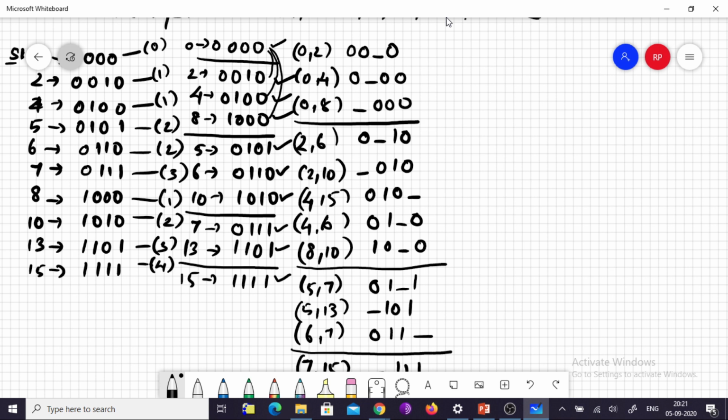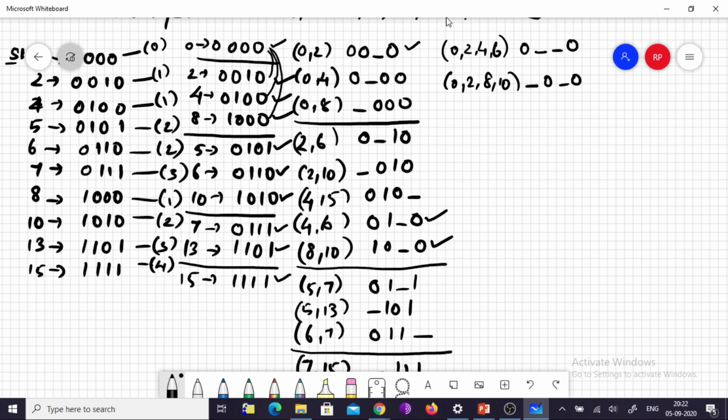Comparing 0, 2 with 4, 6, I think 0, 2 and 4, 6 can form a proper group because the outcome will be the first bit is same, second bit is changed, third and fourth bit are same. So it is 0 dash dash 0. So I have marked 0, 2 and 4, 6. Comparing 0, 2 with 8, 10, that also forms a proper group. So 0, 2, 8, 10. So that gives me the first bit alone is changed, other three bits are same. So that is dash 0 dash 0.